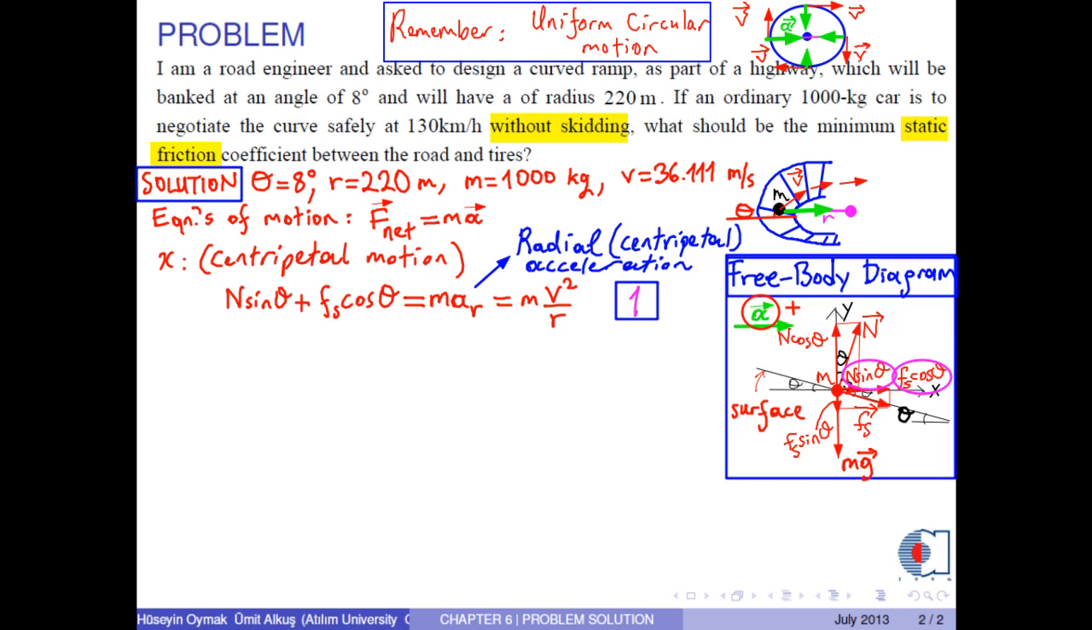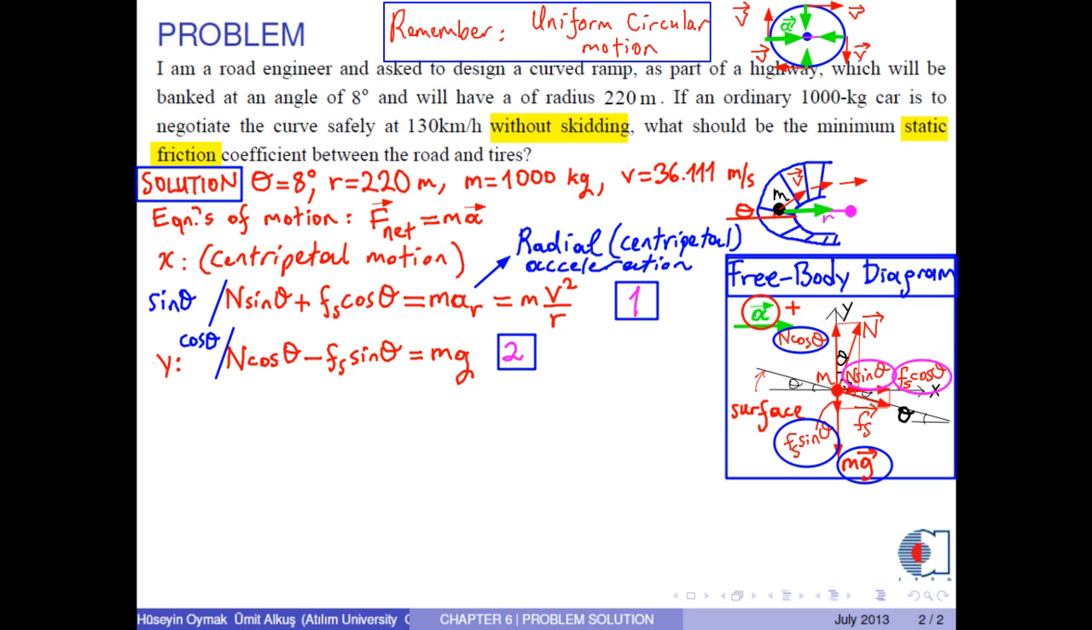Next, since there is no motion along the y-axis, the acceleration of the body is 0. Then the equation of motion along the y-axis becomes N cosine theta minus Fs sine theta equals m g. So, to eliminate the second terms on the left hand side, we multiply equation 1 by sine theta, equation 2 by cosine theta, and add them side by side.